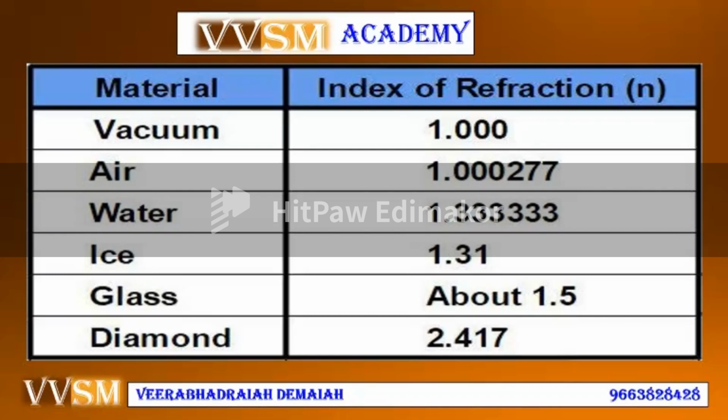Diamond is 2.4. Diamond is the hardest material ever found in the world. Let us discuss the importance of diamond and its structure in the forthcoming classes, particularly the allotropic forms of carbon. Let us remember all these refractive indices for solving the problems in the question papers. Particularly, the student should remember the values of all the refractive indices.